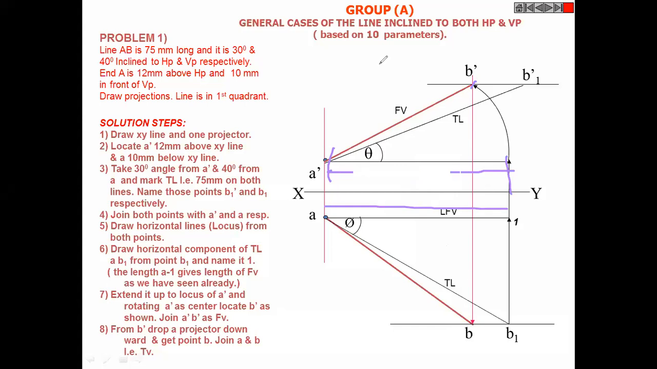Wait a minute. Okay, what we will do? We'll draw this projection up to this. Then we'll measure this distance. We'll take this much arc and we'll cut that arc. It will all exactly cut at that point. Are you getting me? Understood or not?